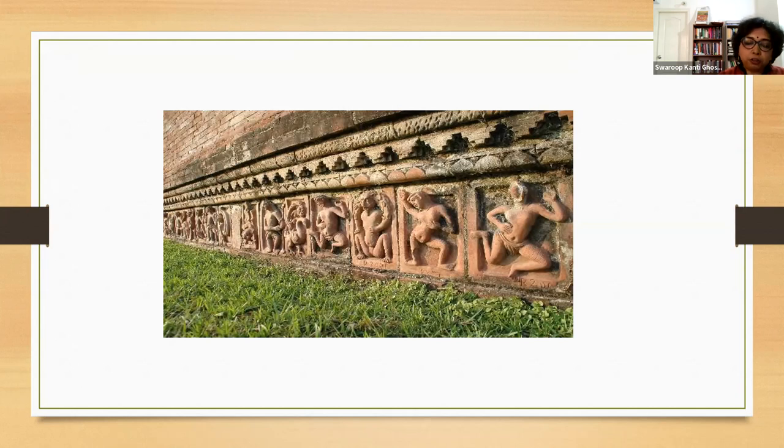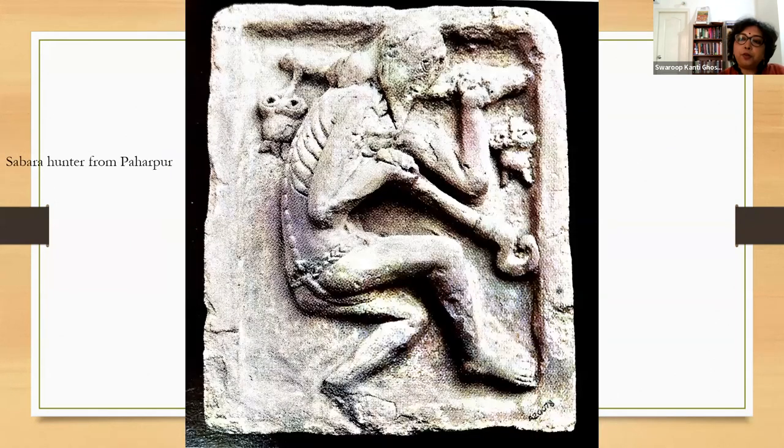And among the autochthonous groups, we find the depiction of Shabara men and women, which is given primacy. Shabaras, we all know, were forest people and were familiar to the people of the settled society. They often lived on the fringes of a village. This is reflected in the Charyapada, which is a text, actually. These were composed from the 10th to 12th centuries by the Buddhist Siddhacharyas, who were initiated into the Sahajiya doctrine.